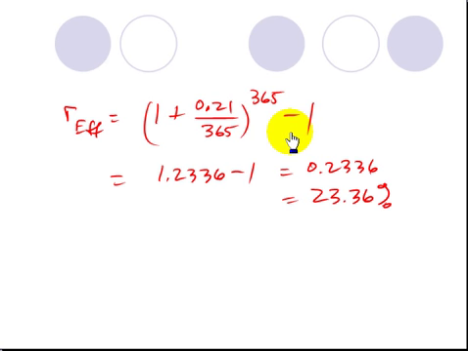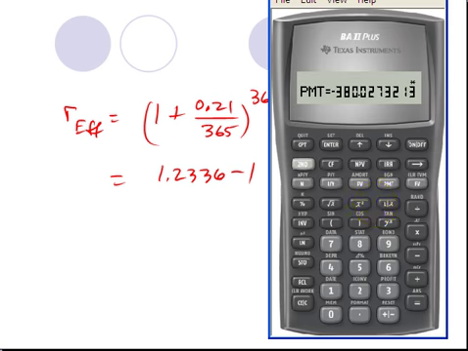And I'll actually do this on the BA2 Plus in just a second. But just so that you see the algebra, this is simple enough. You do this part, 1 plus 0.21 divided by 365 to the 365 power. That gives you 1.2336. Take off the 1, that gives you 0.2336 or 23.36%. Notice that's more than 21%. Well, let's go ahead and do it on the BA2 Plus.